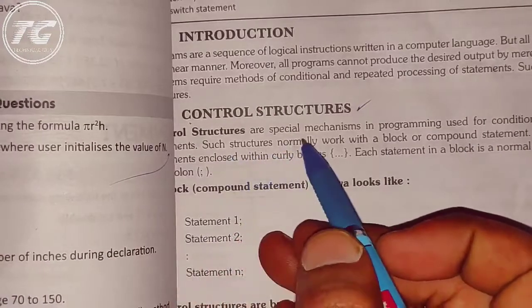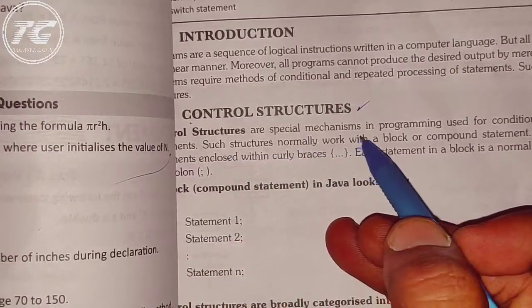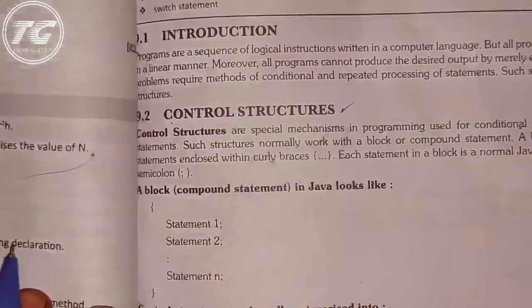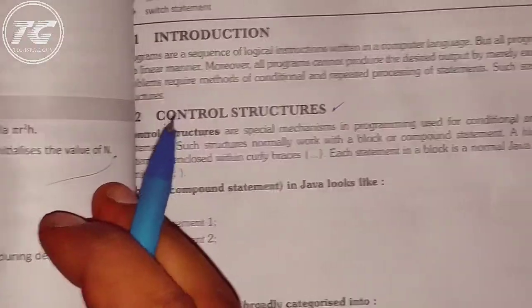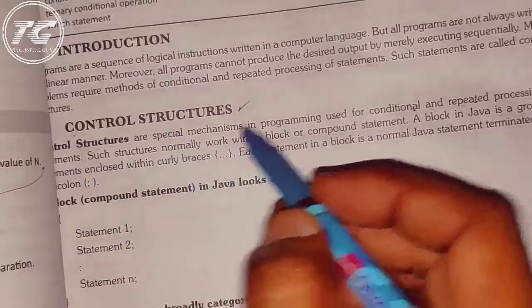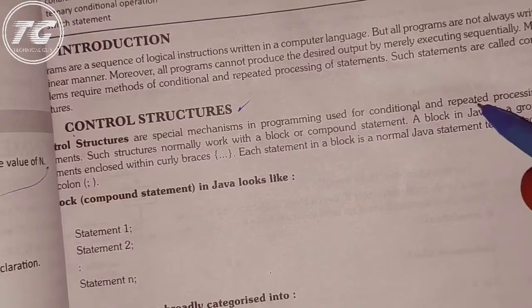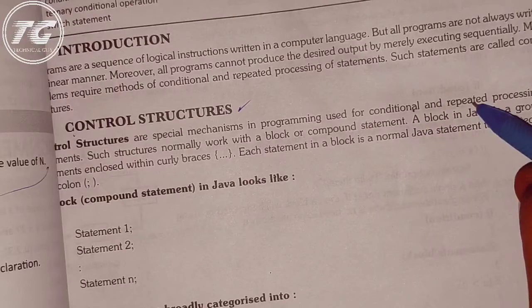So these control structures are a special mechanism. They are used for conditional and repeated processing of statements. These control structures are based on a condition, that's why it is called conditional. Some control structures are used to repeat a statement again and again.